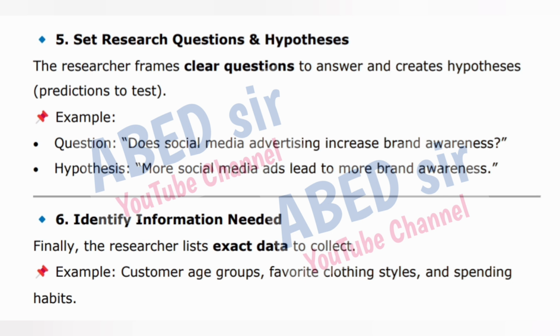5. Set research questions and hypotheses. The researcher frames clear questions to answer and creates hypotheses, predictions to test. Example, question: does social media advertising increase brand awareness? Hypothesis: more social media ads lead to more brand awareness. 6. Identify information needed. Finally, the researcher lists exact data to collect. Example, customer age groups, favorite clothing styles, and spending habits.